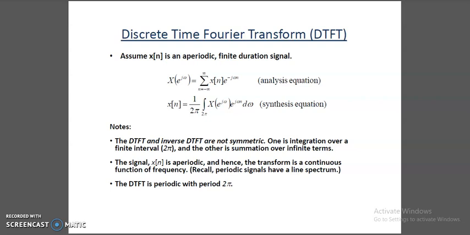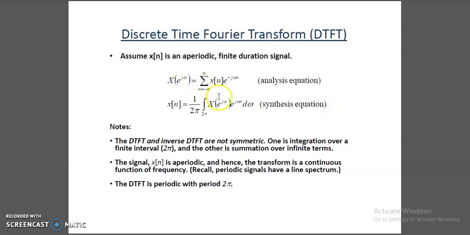and its DTFT can be expressed as X of e raised to j omega equal to summation over n varies from minus infinity to plus infinity x of n e raised to minus j omega n, and this is known as the analysis equation. And its inverse can be computed by x of n is equal to 1 by 2 pi integral over 2 pi X of e raised to j omega into e raised to j omega n d omega, and it is known as the synthesis equation.